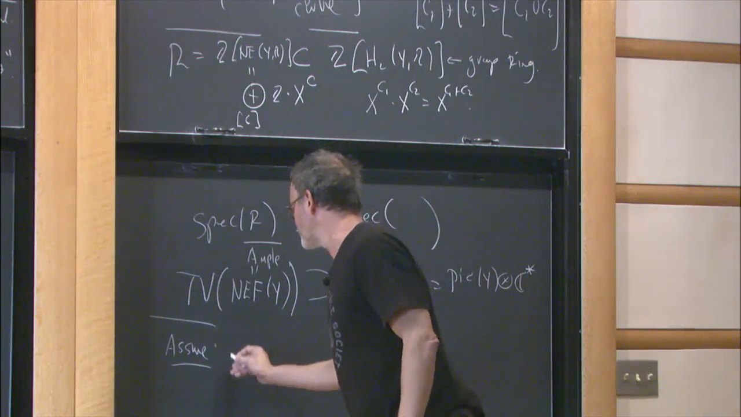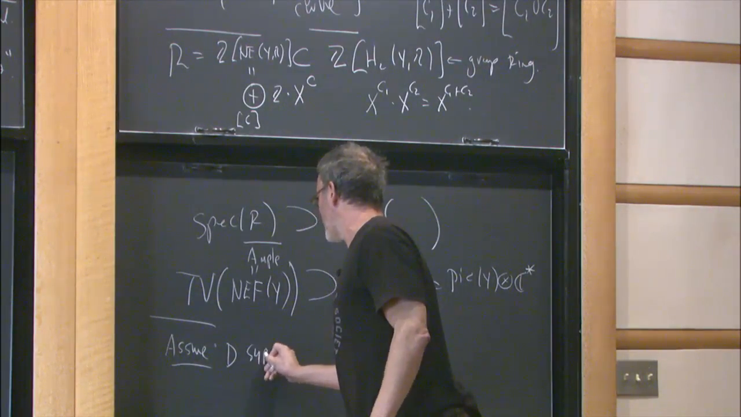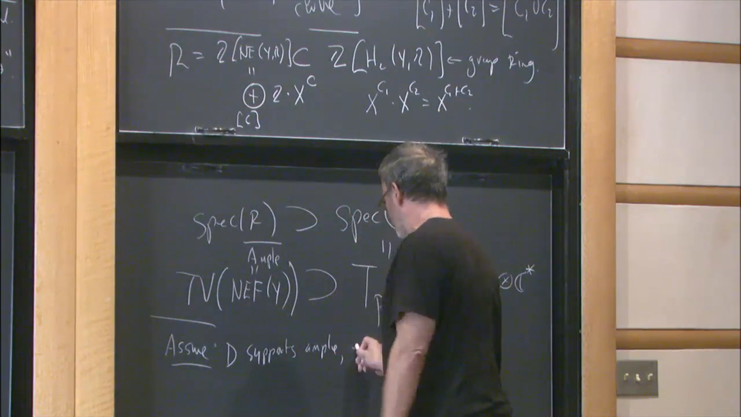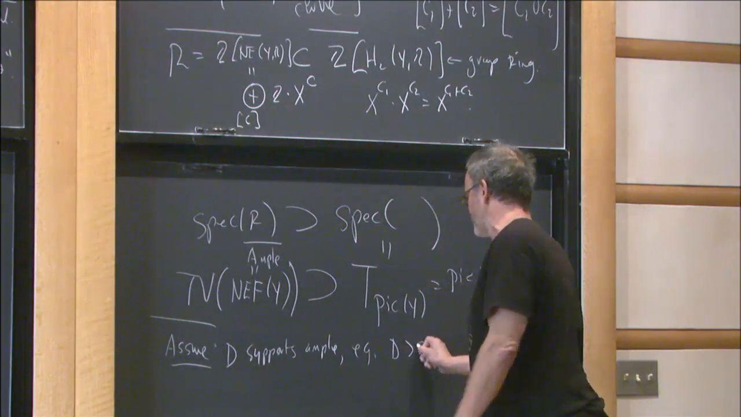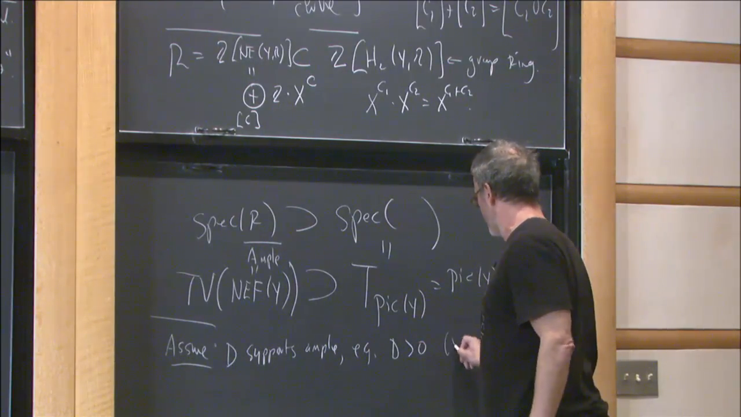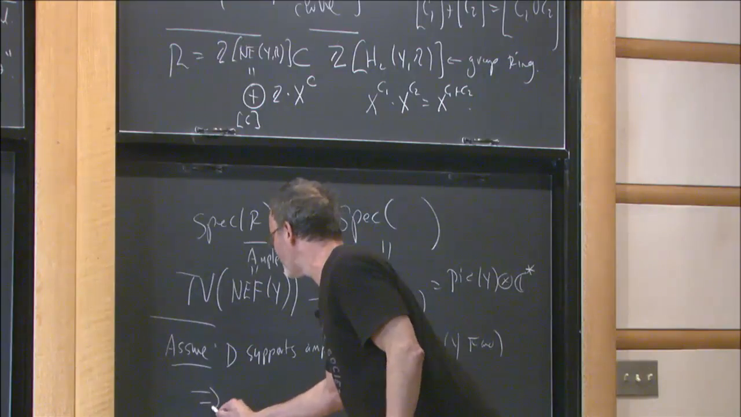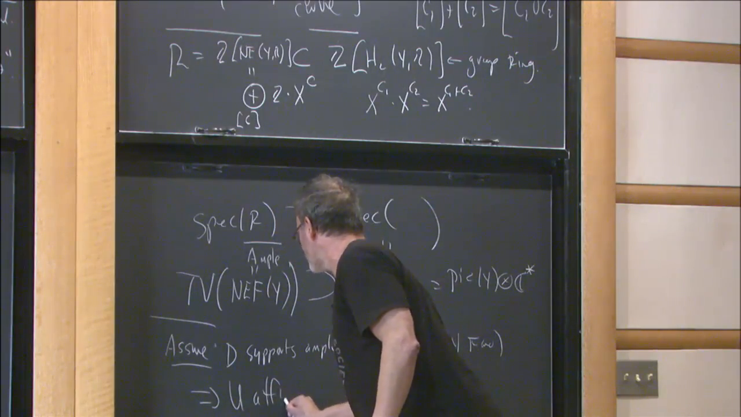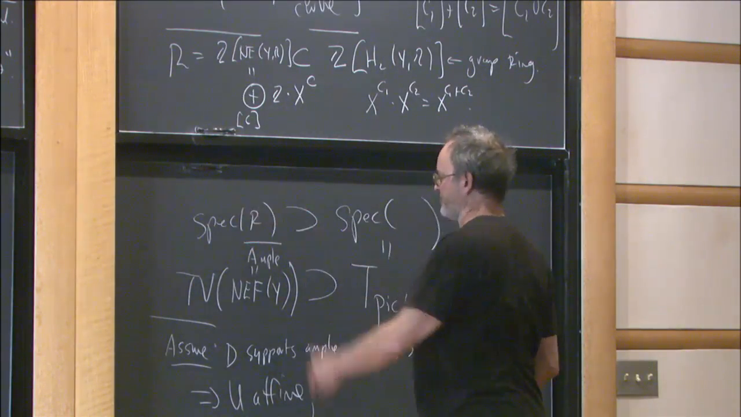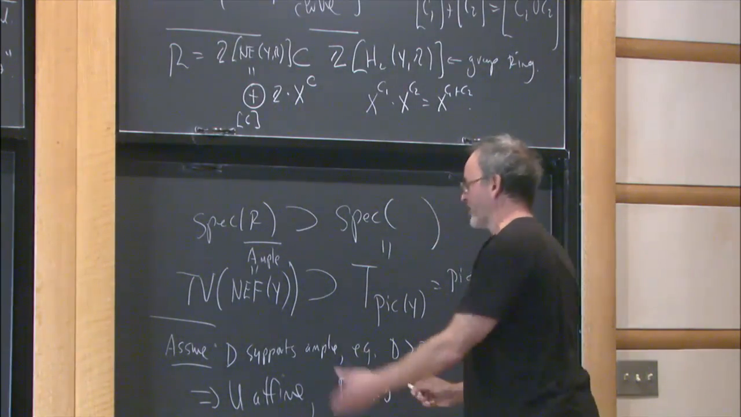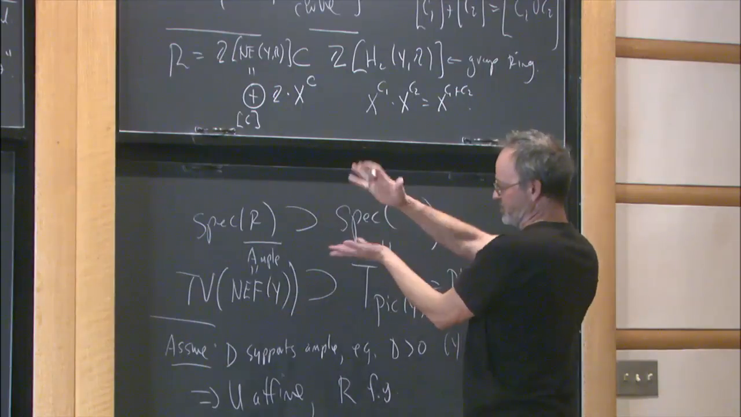So one way to do it is, let's assume that D supports an ample divisor. For example, just assume that D is positive. Assume that Y is a Fano variety. That's the same thing as saying Y is Fano. This implies that U is now an affine variety, and it also implies that this is a nice cone, that this R is finitely generated. This is just a nice toric, the kind of thing you would take in toric geometry. It's just a nice rational polyhedral cone.